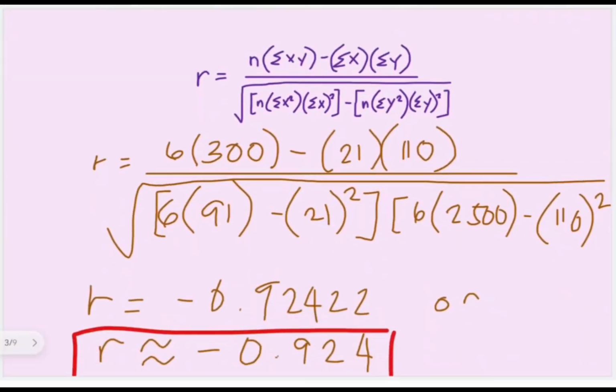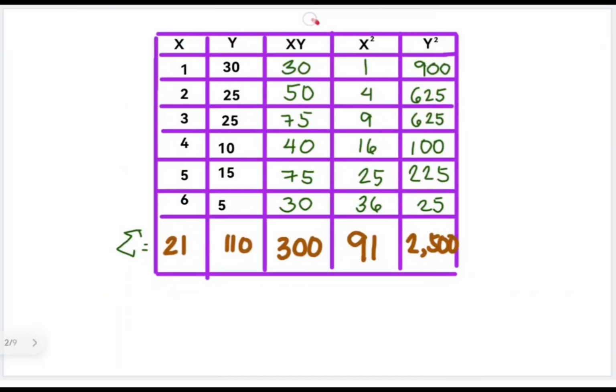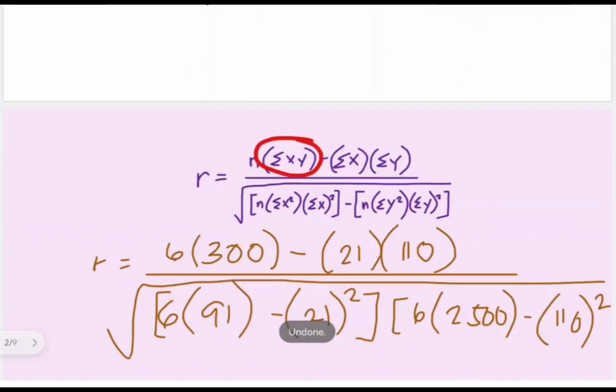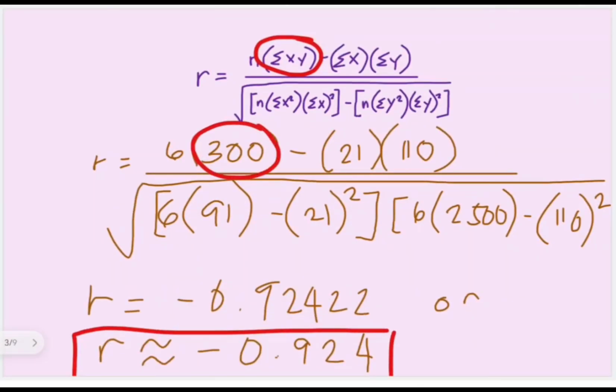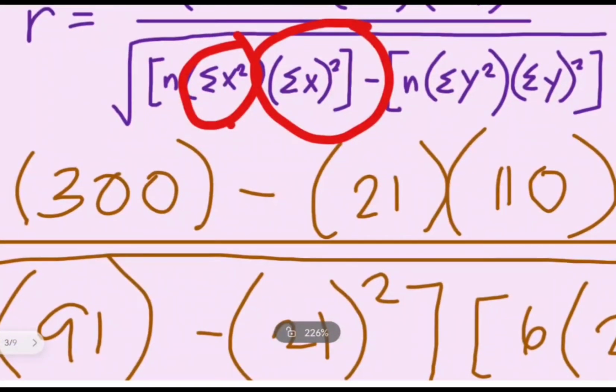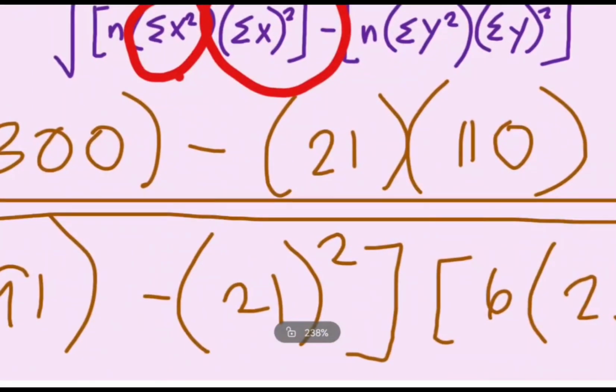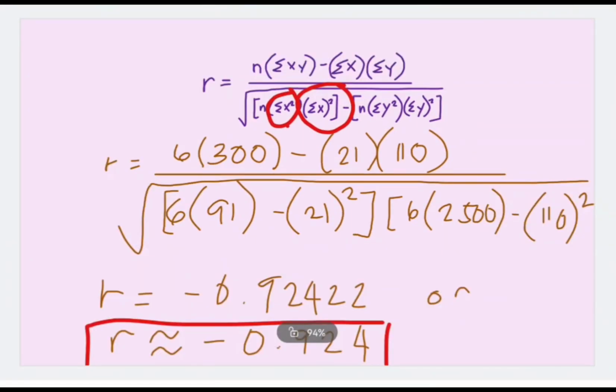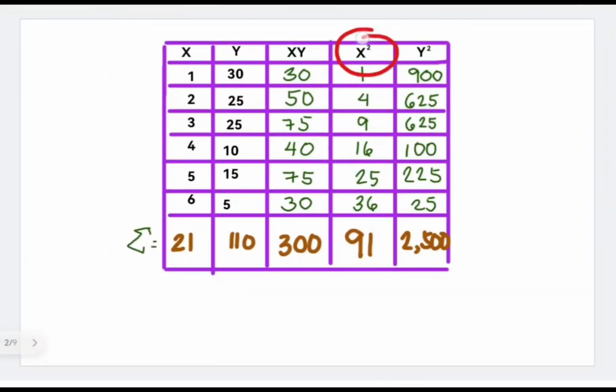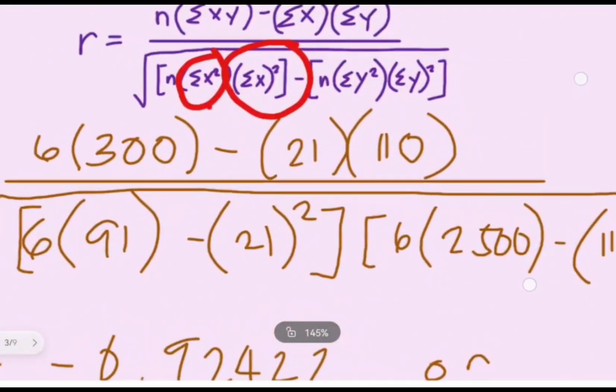Now, where can we find the summation of XY? By looking at the table, where is our XY? Here. And the summation is 300. Now, let's go back to the formula. So we have 300. Always remember, on this part, you should know the difference between them. We have the summation of X squared, which is different from the square of the summation of X. To look for the summation of X squared, we have it here. So that's why we have 91.